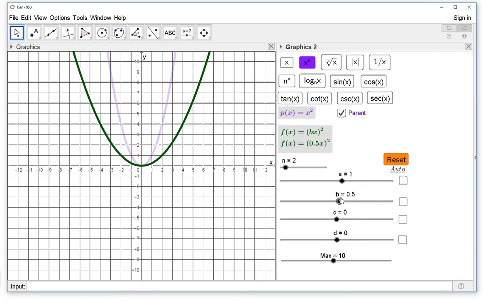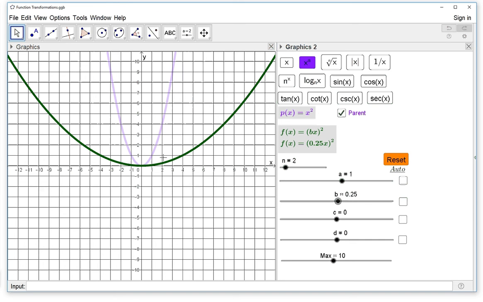So here we have x squared. We're going to make b equal to 0.25. And we can see that it really widens. Okay, now if we make b equal to 0, that's a whole other story. It's actually not technically a transformation, but when b is 0.25, you can see the u really becomes more rounded, like a bowl from the original.